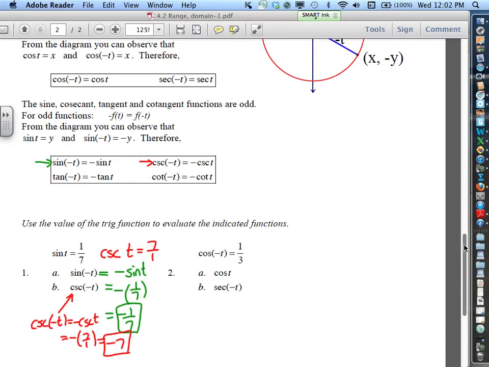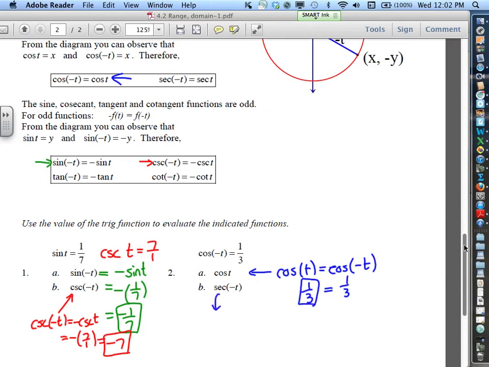That's the reciprocal identities. For the cosine of negative t, here it is, up here: cosine of t equals cosine of negative t. It doesn't matter whether the angle is positive or negative. So if cosine of negative t is 1/3, that means the cosine of t has to be 1/3.